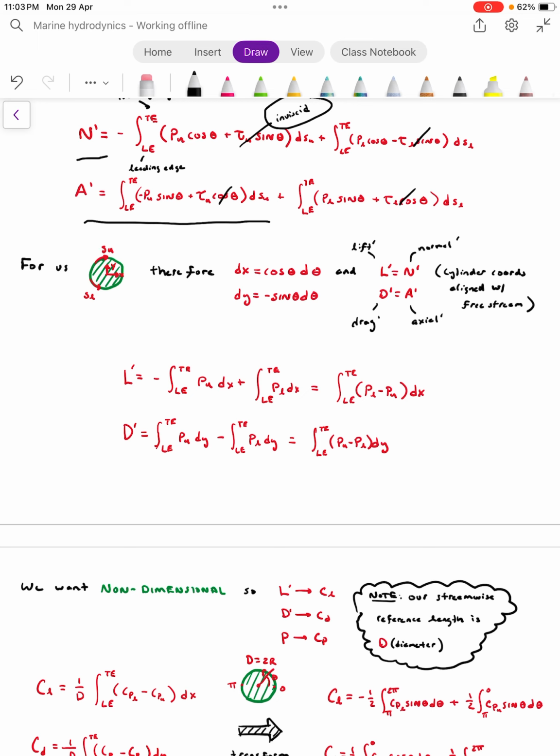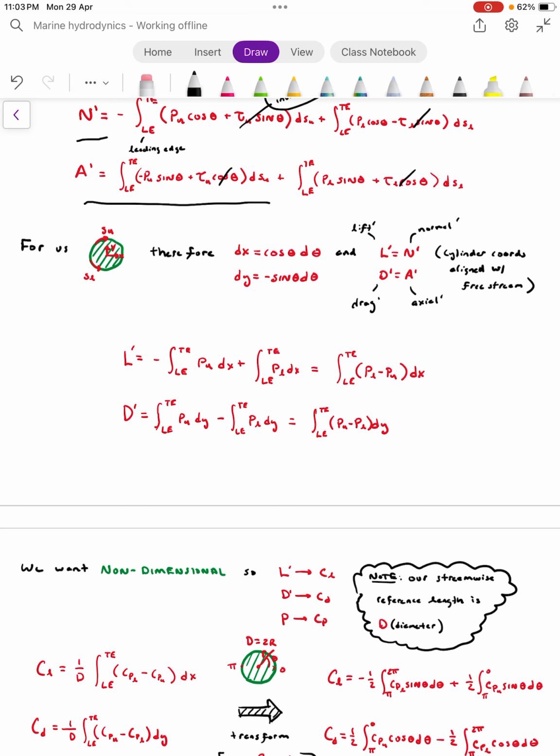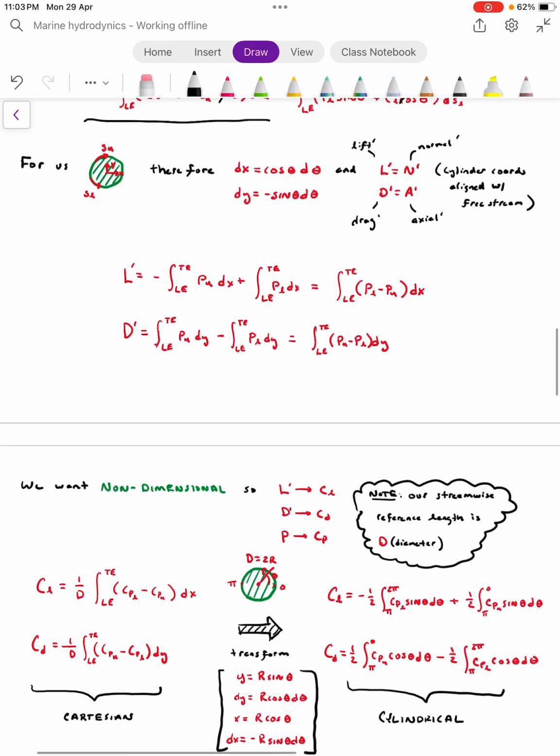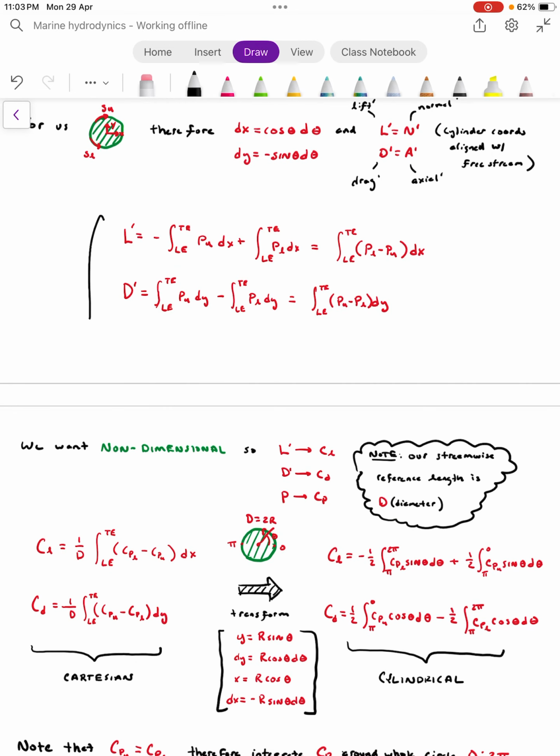So we get dx equals cos θ dθ, dy equals negative sin θ dθ, and also cylindrical coordinates aligned with the free surface, free stream. Okay, so L dash, the lift force, is equal to the normal force, and D dash, the drag force, is equal to the axial force. We already have the axial force and normal force expressions. We will just put in the values and we get the final expression for lift force and drag force.